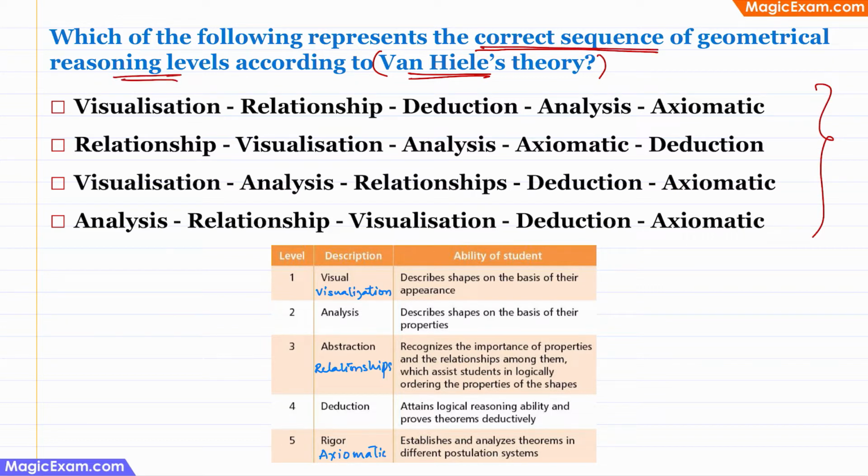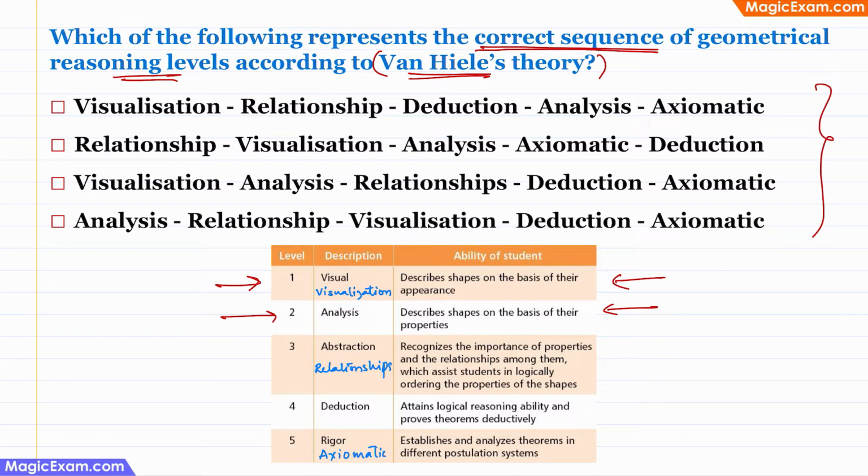Or you might be given the level, that is, they might tell you that the child is good at analysis. So they will ask you, what is the meaning of this? If the child is good at analysis, what can the child do? So the answer will be the ability of the student. Or they might tell you the ability of the student. For example, the child is good at describing shapes on the basis of their appearance. So the child is at what level? So they might ask you to identify the level based on the ability.